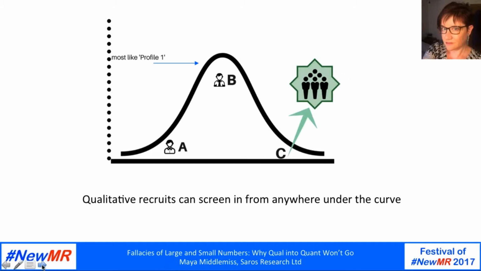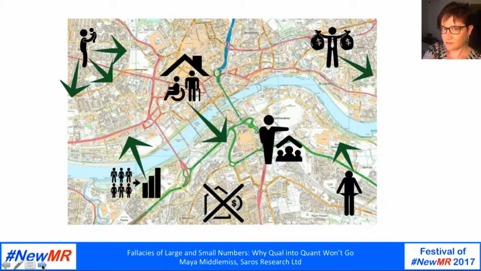Any big quant tool used alone is far too blunt an instrument for good qualitative recruitment. For example, demographic tools like Experian's Mosaic or CACI's ACORN segmentation in the UK and similar global databases.